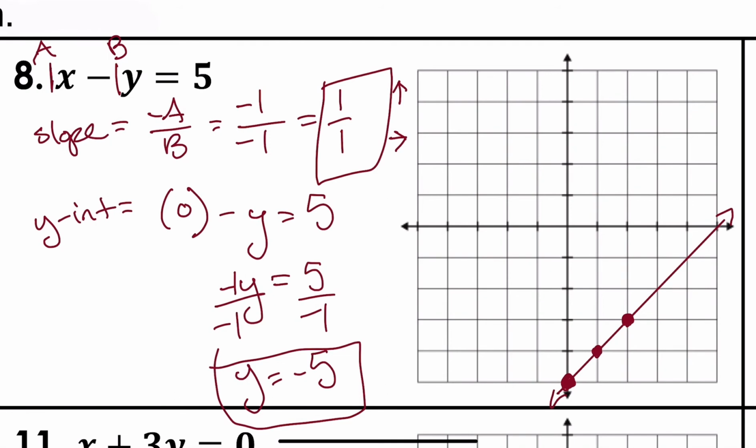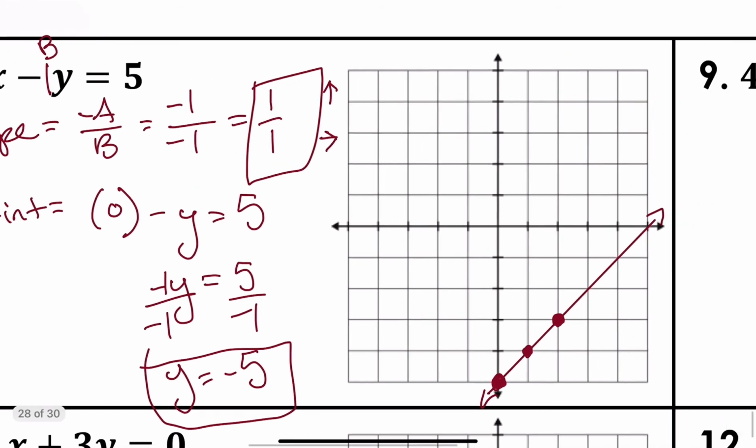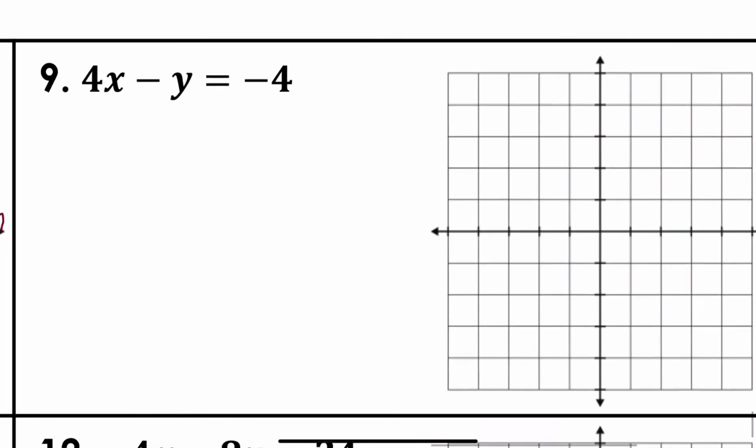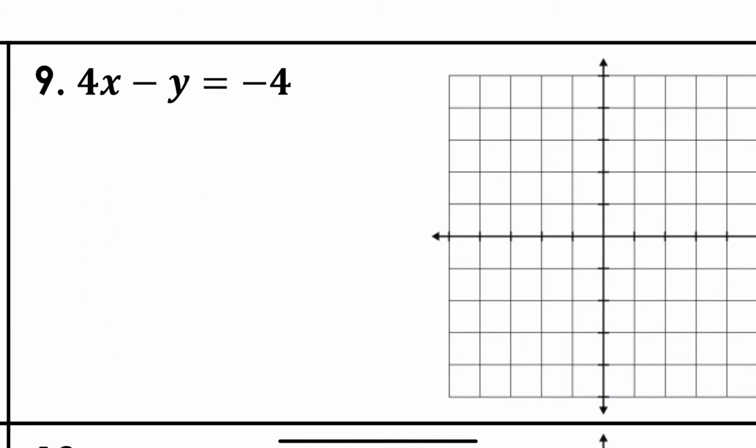Okay, let's do one more just for a little bit of extra help here. All right, so I see my y does not have a number in front of it, so I'm going to put in my invisible number, which is a 1. Then we're going to find our slope, and then we're going to find our y-intercept.